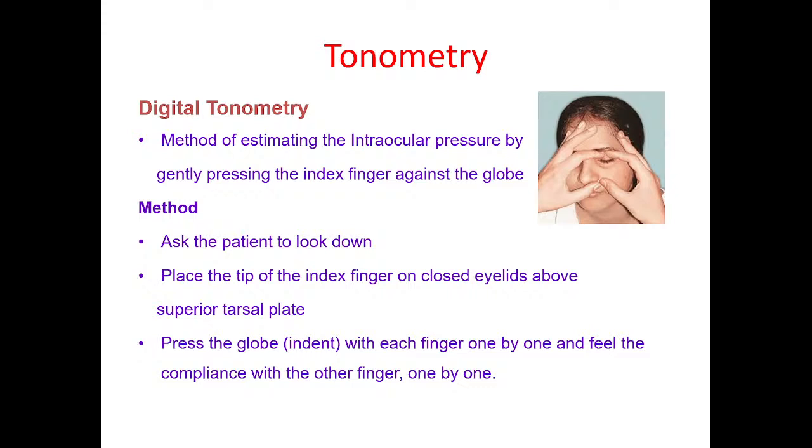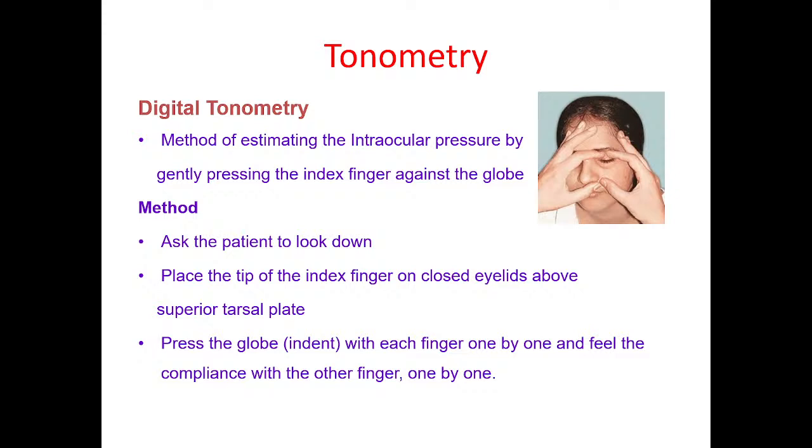So, coming to the first investigation, that is tonometry, recording of intraocular pressure. First is digital tonometry, where you roughly assess the intraocular pressure by palpating the globe. This can be done in clinics, at bedside, anywhere. Here you palpate the globe above the eyelid by placing 2 index fingers just above the tarsal plate in the eyelid. Ask the patient to look down, and with your 2 index fingers try to have the feel of the globe.